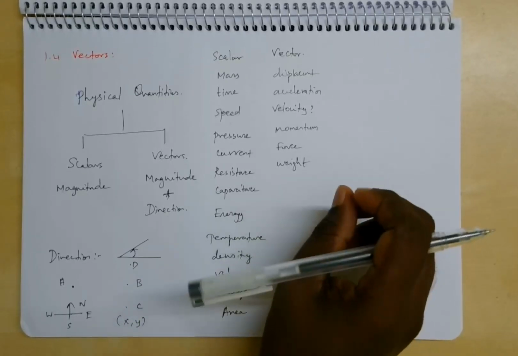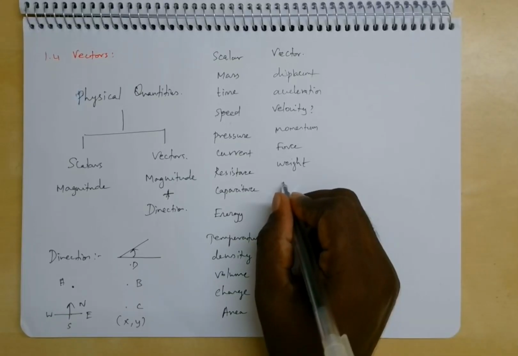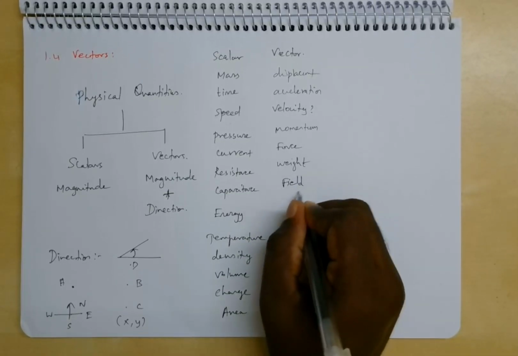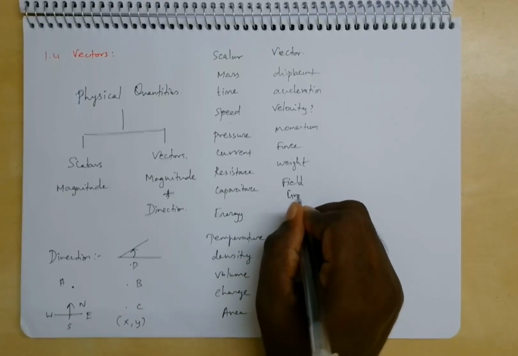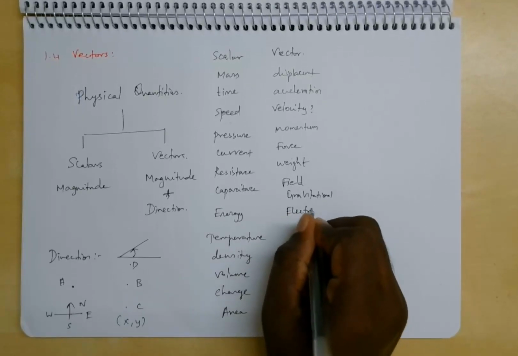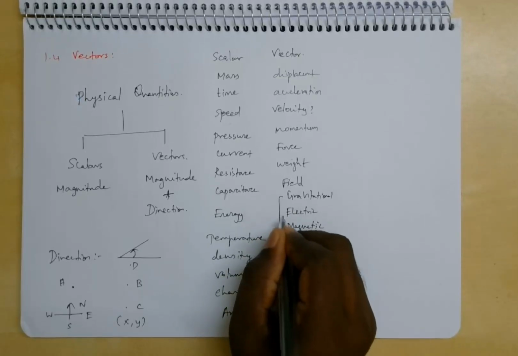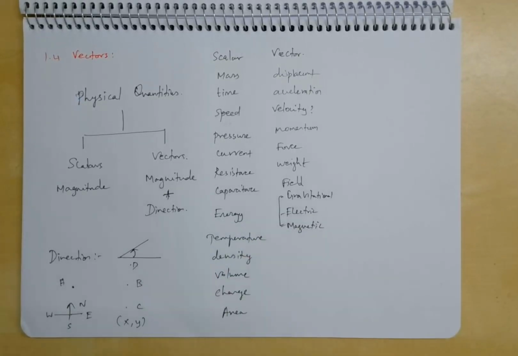Any field is a vector. It can be gravitational field, electric field, magnetic field. There is something called the Higgs field, that is also a vector, any field. Have you heard of the Higgs boson? No problem. It's associated with that field. So any field is a vector.